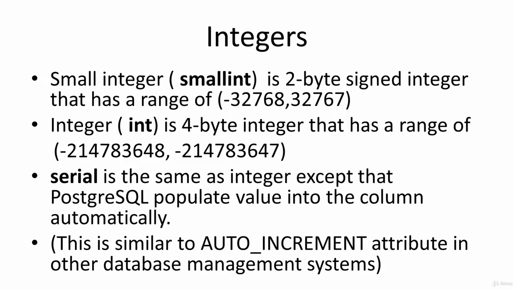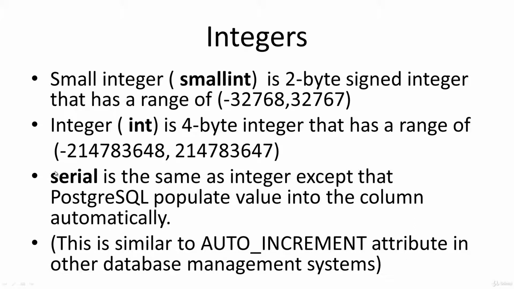Then we have an integer declared int, which is a 4-byte integer that has a range of those two numbers there. And my apologies, I actually just quickly edited, there was a typo there, that should have been positive. So from negative this number to positive this number. And this number is actually just 2 to the power of 31. So you can go ahead and check that out yourself.